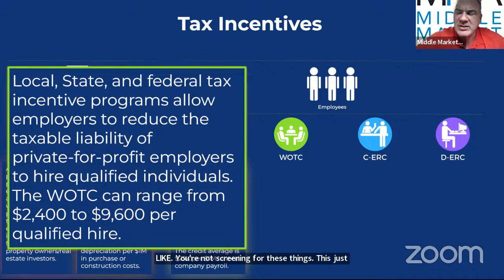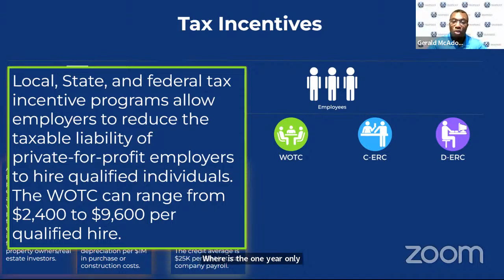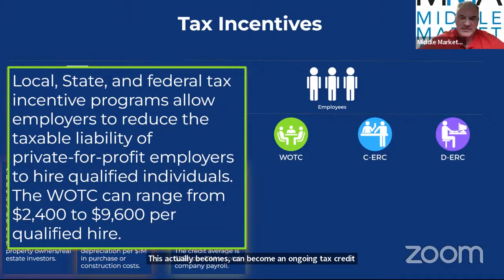And is that also every year you can reapply, or is it 1 year only? So for each qualified candidate, one time. So it's only for new employees. But if you're hiring on a regular basis, like the restaurant or that hospitality, then yes, you could screen it. This actually can become an ongoing tax credit for that business. Great question. Thank you. It's valuable to know.